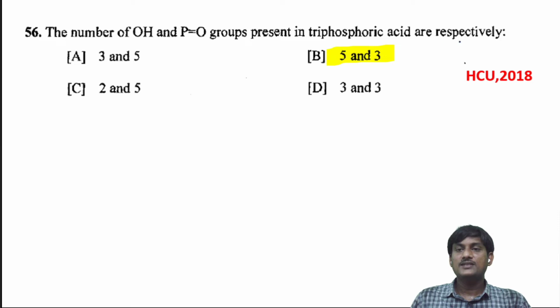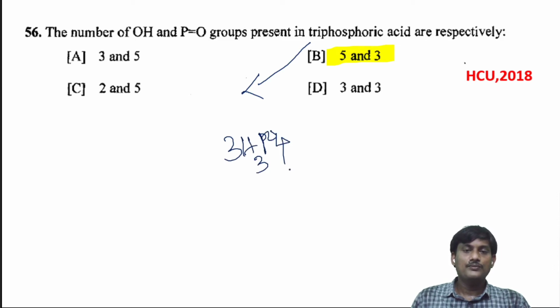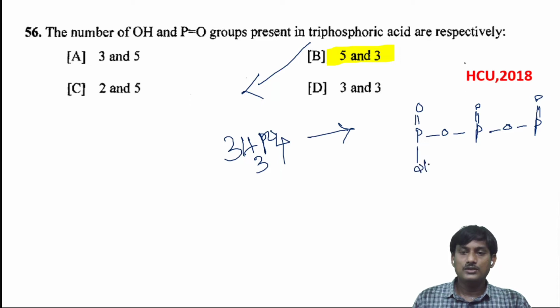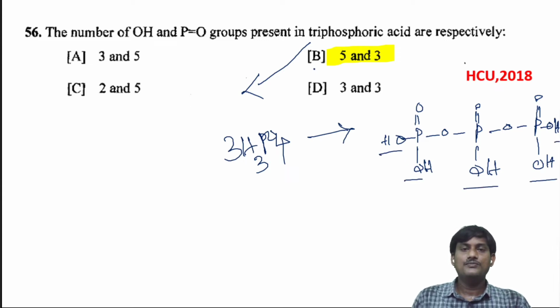The number of OH and P double bond O groups present in triphosphoric acid are respectively. Triphosphoric acid is a condensation of three orthophosphoric acids. When you do condensation, you will get the triphosphoric acid. This is the structure of triphosphoric acid. P double bond O, the remaining will be OH. Here you have only one OH. This is OH, and this is also OH. In this we have 1, 2, 3, 4, 5 OH groups, and the 3 P double bond O groups.